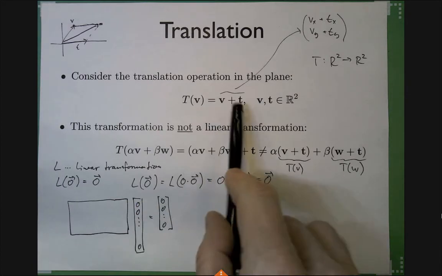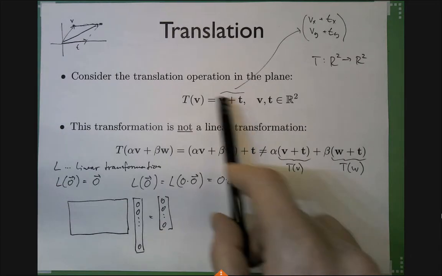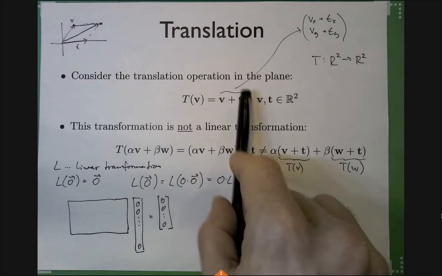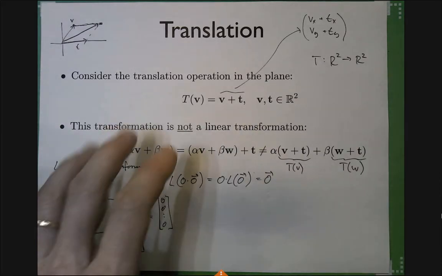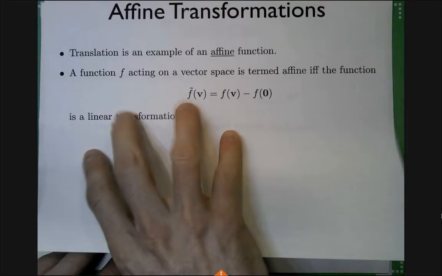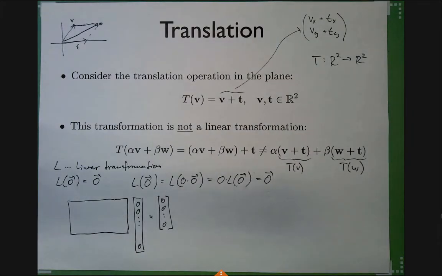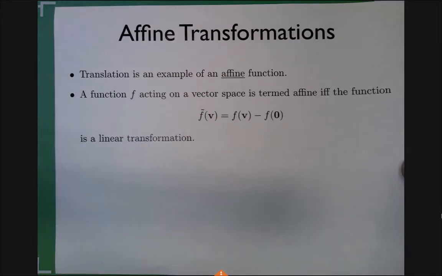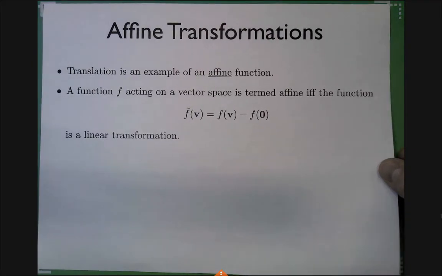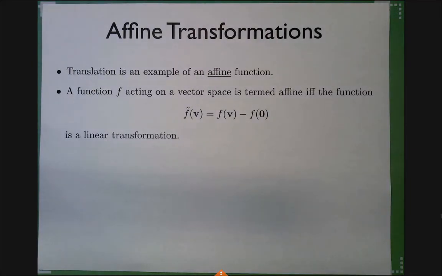Unfortunately, that's exactly what translation has to do, right? If I give it v0, it has to map it to t. The translation has to translate everything, including the 0, right? It can't be a linear transformation, we just showed that. So that's why we move to affine transformations. We have to do something about it, because linear transformations couldn't model translations.